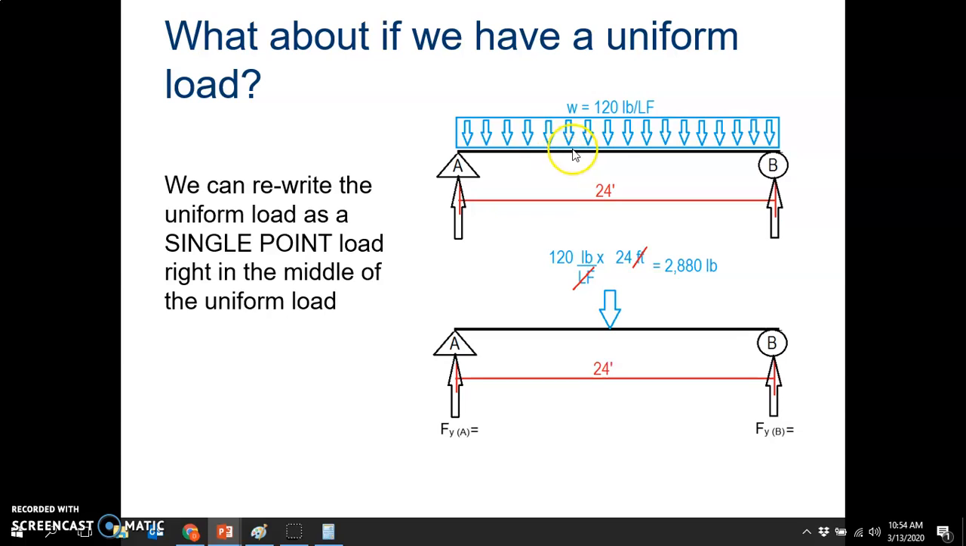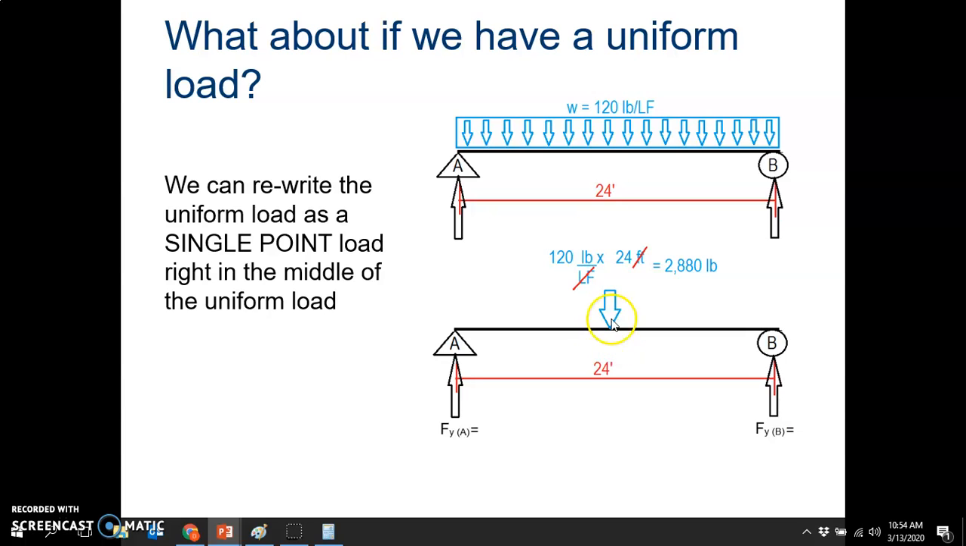Okay, hear me out. We have 120 pounds per linear foot going on for 24 feet, which means that the total load being applied is equal to 2,880 pounds. Instead of putting it as a distributed uniform load, we're going to call it a single point load right in the middle. And we're not saying in the middle because it's the middle of the beam.